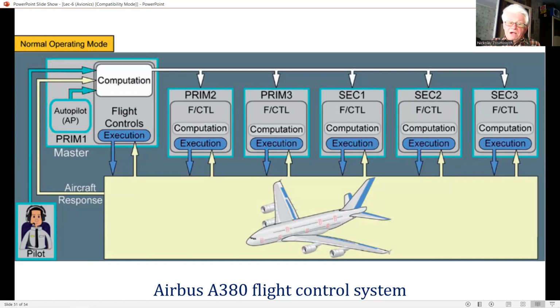If a malfunction is detected, the master PRIM passes the computation function to another PRIM. The master PRIM may continue to perform the execution function depending on the malfunction. If all the PRIMs are lost, each SEC performs the computation and execution function. There is no master SEC.